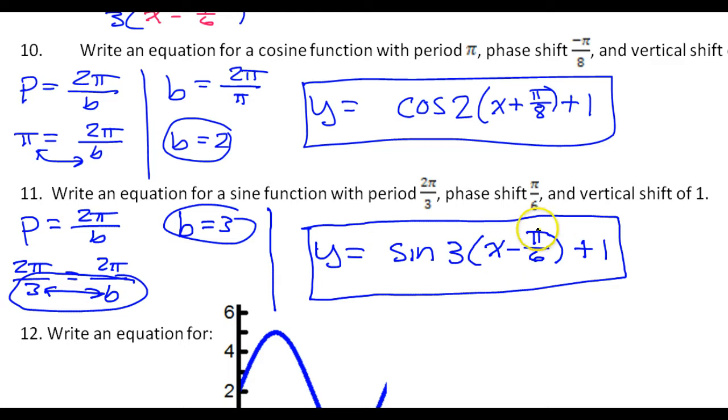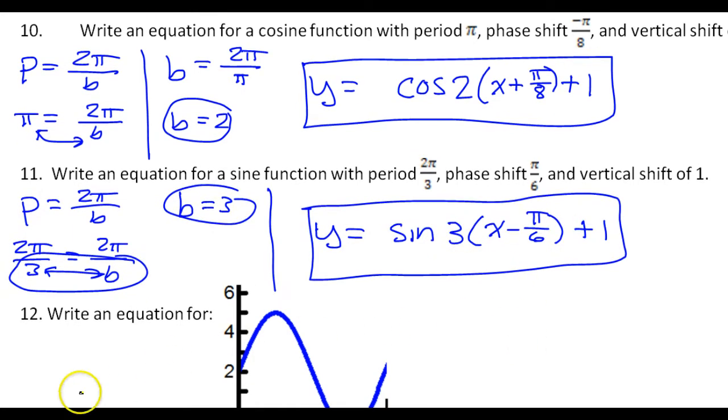The most common mistake is going to be some kids are going to just put plus pi over 6, and many students are going to forget to put the 3 outside of parentheses. So don't do that. I should mention that if you wanted to distribute the 3, you can.